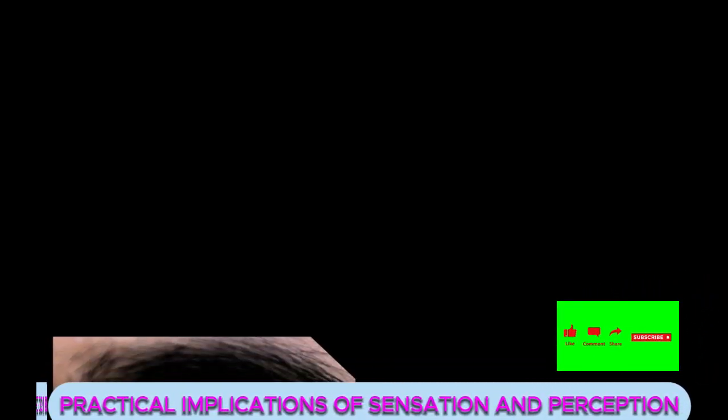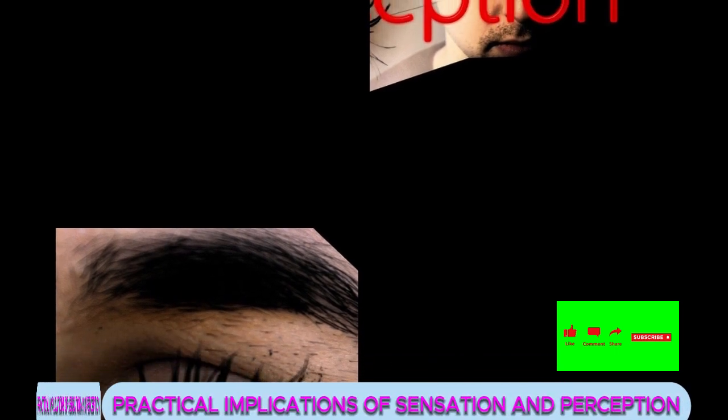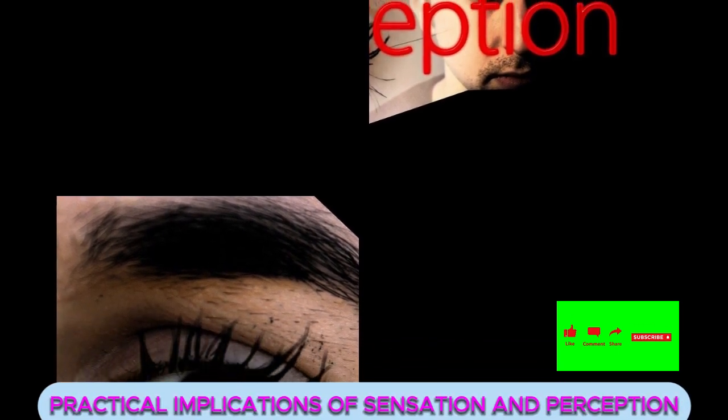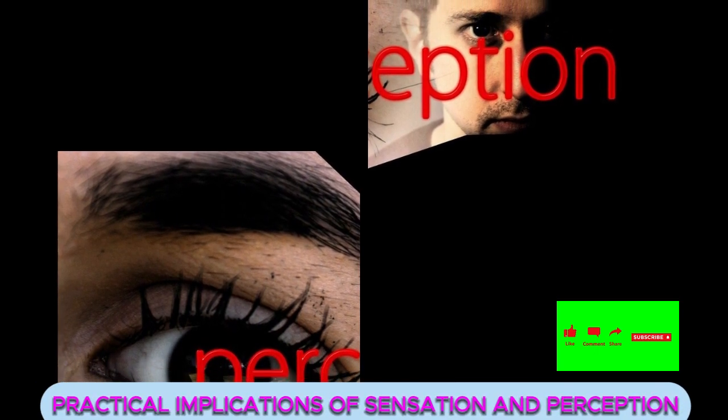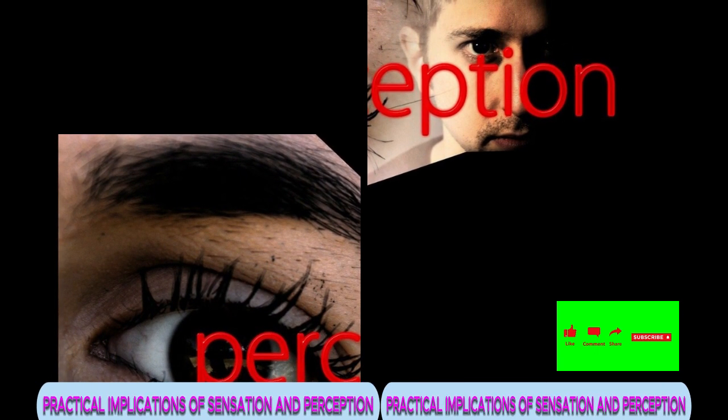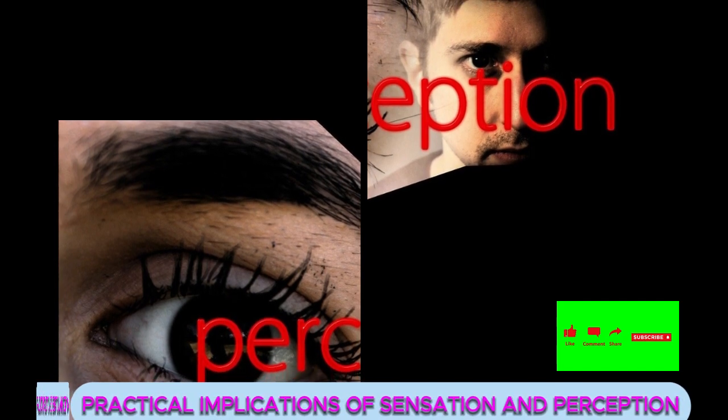Chapter 2: Practical Implications of Sensation and Perception. The following points are some of the practical implications of the chapter Sensation and Perception to the student's personal, social, and work-related life. 1. Use all your sense organs and integrate them to get the right information.